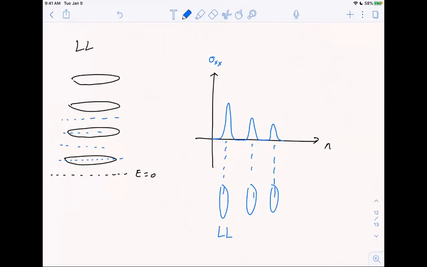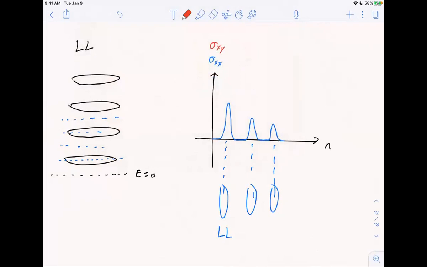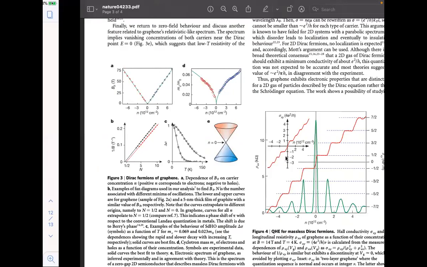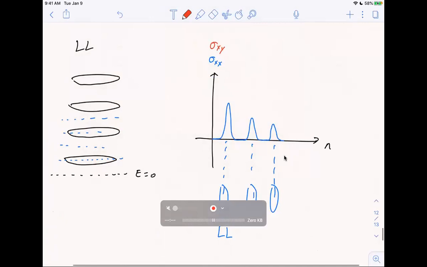Because the quantum Hall state is a topological state, when the bulk is insulating, the edge actually is conducting. So once you're in the gap, the edge will be conducting and it will contribute to this XY conductivity, and you see a plateau. When it is in the gap, it will be a plateau.